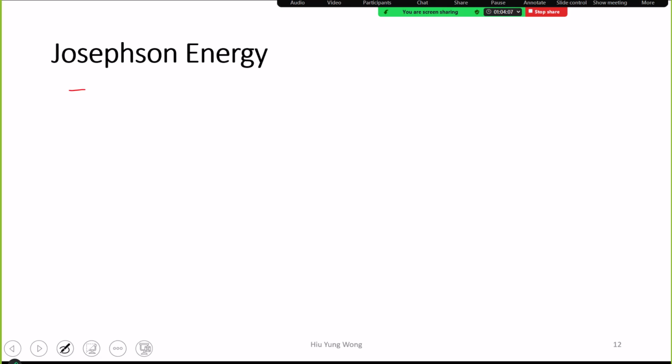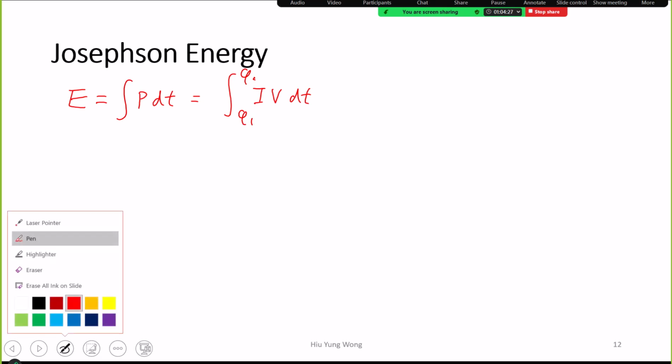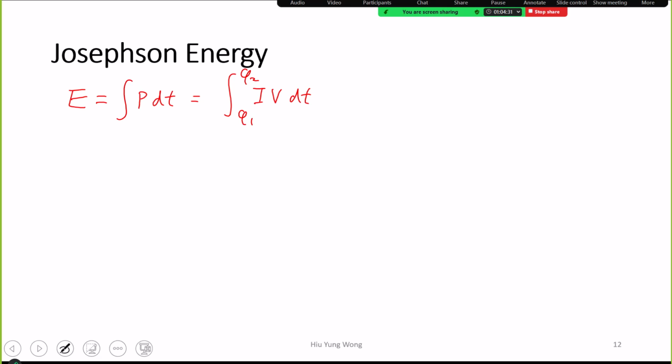But let's take a look at how we derive the energy. First of all, what is the energy? Energy is the power integrated over time, right? And what is the power of a circuit? I times V. Okay? And we assume it goes from phase phi 1 to phase phi 2 in this charging process.